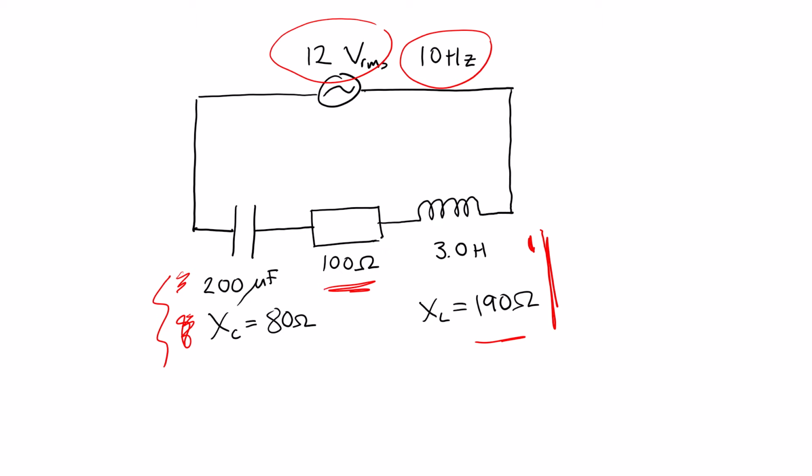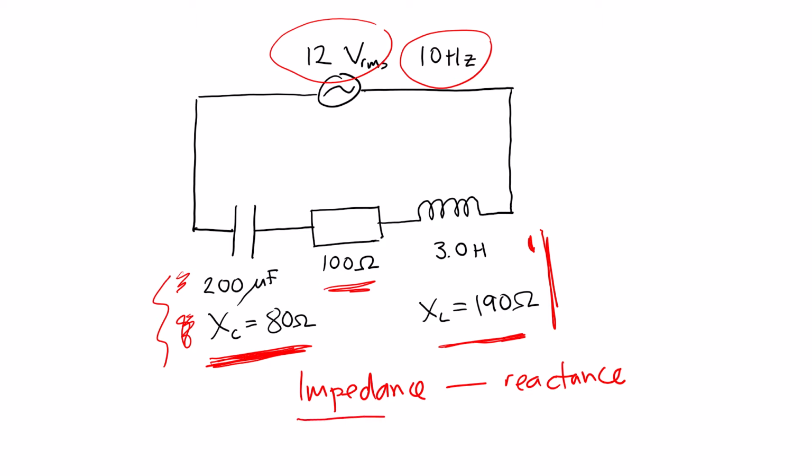So remember, impedance is reactance, and there are the two reactances: the capacitive reactance, the resistance to flow of current through the capacitor, and the inductive reactance. So impedance includes those two reactances, plus the resistance of the resistor. So that's the total, and remember, we can't just add because we need to add the phases.